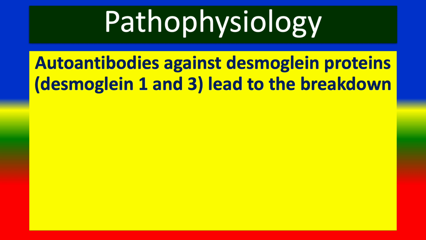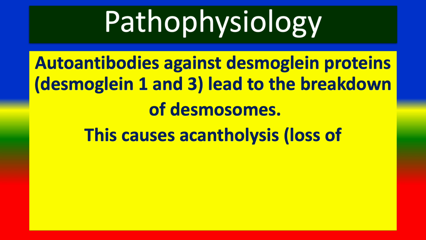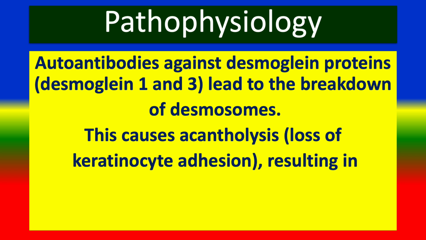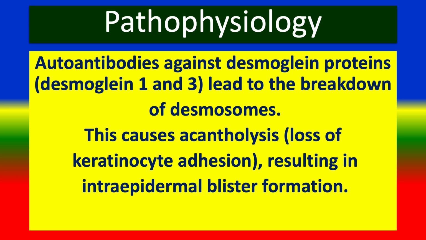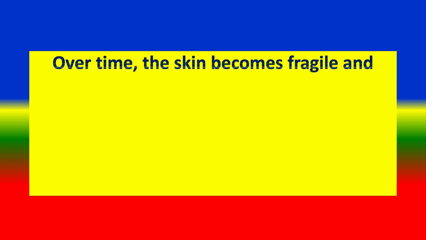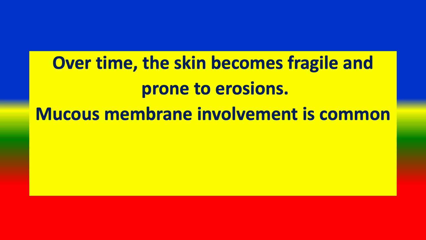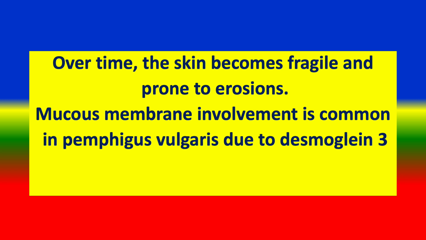Pathophysiology: autoantibodies against desmoglein proteins lead to the breakdown of desmosomes. This causes acantholysis, loss of keratinocyte adhesion, resulting in intraepithelial blister formation. Over time, the skin becomes fragile and prone to erosions. Mucous membrane involvement is common in pemphigus vulgaris due to desmoglein 3 expression.